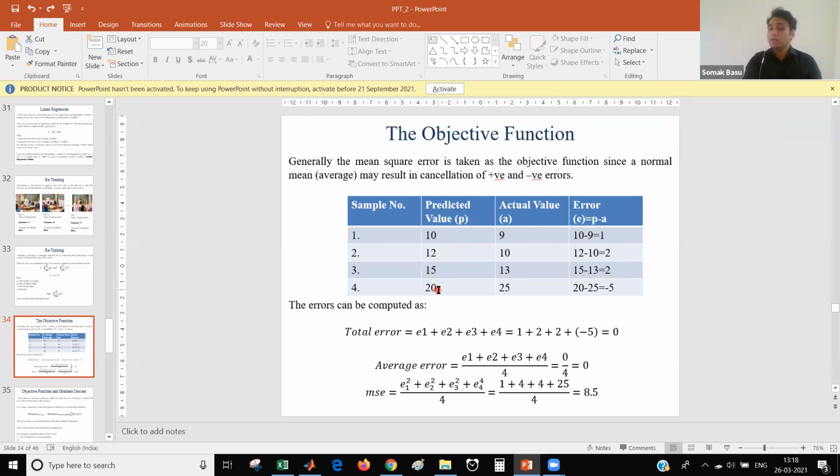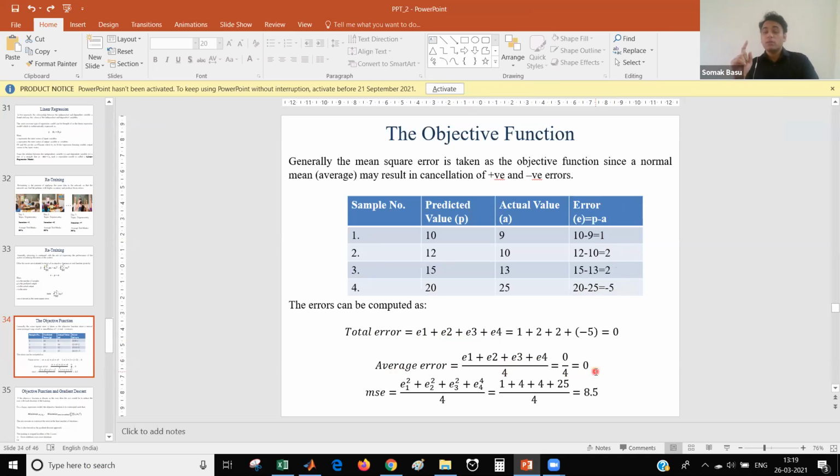In July, it's something important. The predicted value is 20 lakhs. Say the actual value is 25 lakhs. What is the error? 20 minus 25, that is minus 5 lakhs. So how will you calculate the total error? Total error is equal to error 1 plus error 2 plus error 3 plus error 4. What are the values? 1 plus 2 plus 2 plus minus 5, that is 0. Can you see the total error becomes 0? What is the average error? Error 1 plus error 2 plus error 3 plus error 4 divided by 4. So that is 0 divided by 4, that is 0.